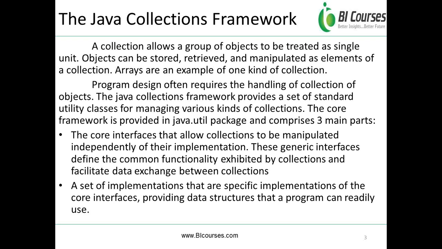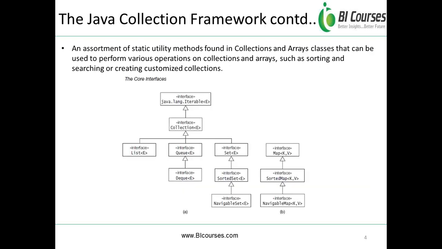First, the core interfaces that allow collections to be manipulated independently of their implementations. These generic interfaces define the common functionality exhibited by collections and facilitate data exchange between collections. Second, a set of implementations that are specific implementations of the core interfaces, providing data structures that a program can readily use. Third, an assortment of static utility methods found in the Collections and Arrays classes that are used to perform various operations on collections and arrays, such as sorting, searching, and creating customized collections.